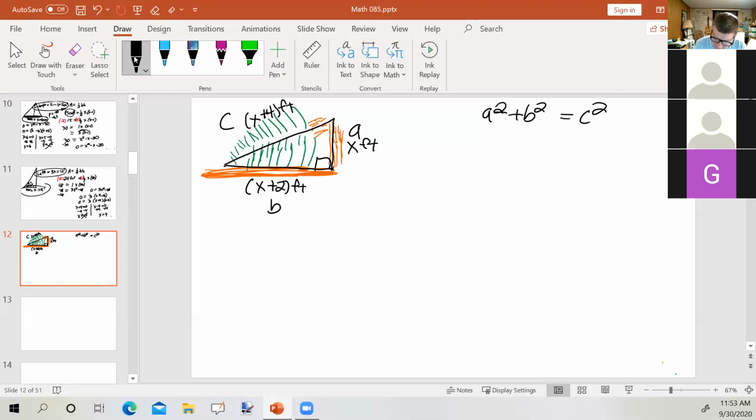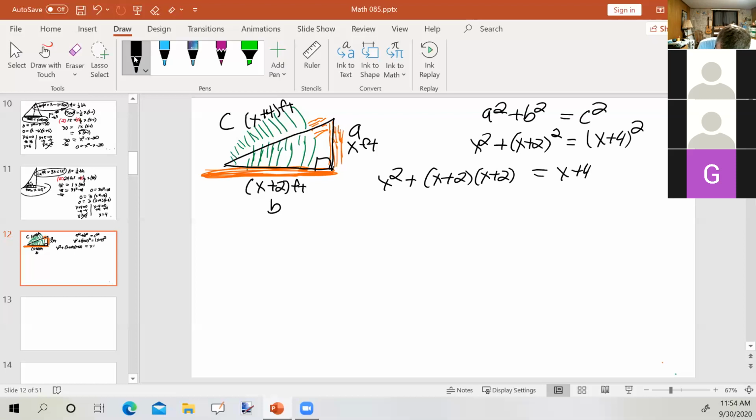But anyway, okay. So a is x, so we've got x squared plus b, which is x plus 2 squared, equals c, which is x plus 4 squared. Any questions? All right. So now I've got x squared plus x plus 2 times x plus 2 equals x plus 4 times x plus 4, right? Keep in mind, x plus 2, the quantity squared, is not x squared plus 2 squared. Don't make that mistake. We've got to FOIL it out.